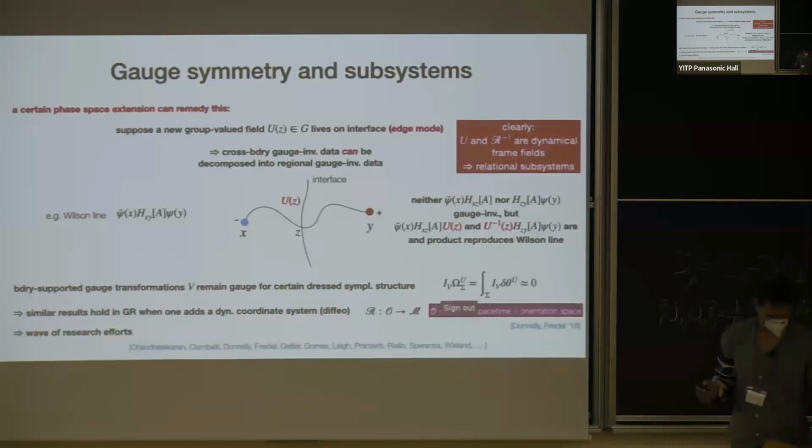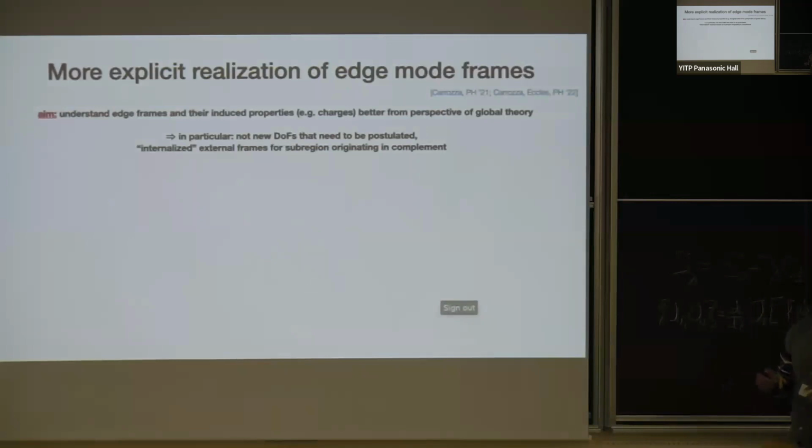And basically, what I want to describe now is how you can actually realize them more concretely in your theory from the point of view of the global theory. So these previous constructions only looked at a subregion and kind of forgot about the global theory. What we want to do is come rather from the global theory and then find structures within the global theory that recover what was introduced before, without having to postulate these structures or introducing them by hand. And this can be done.